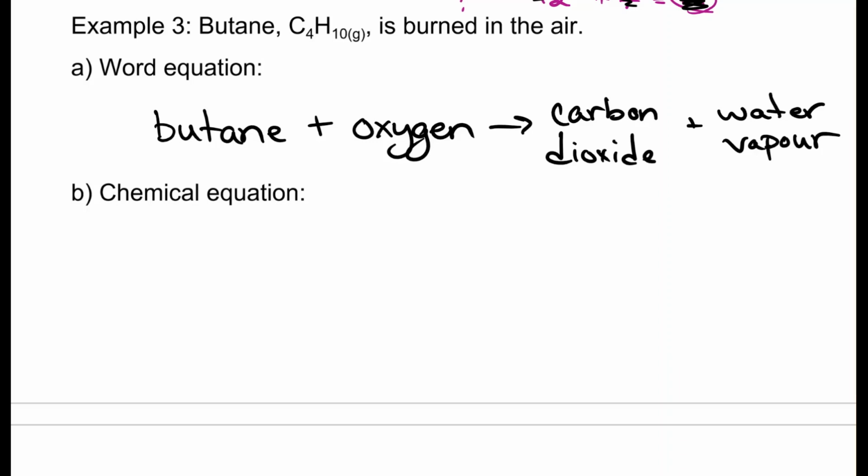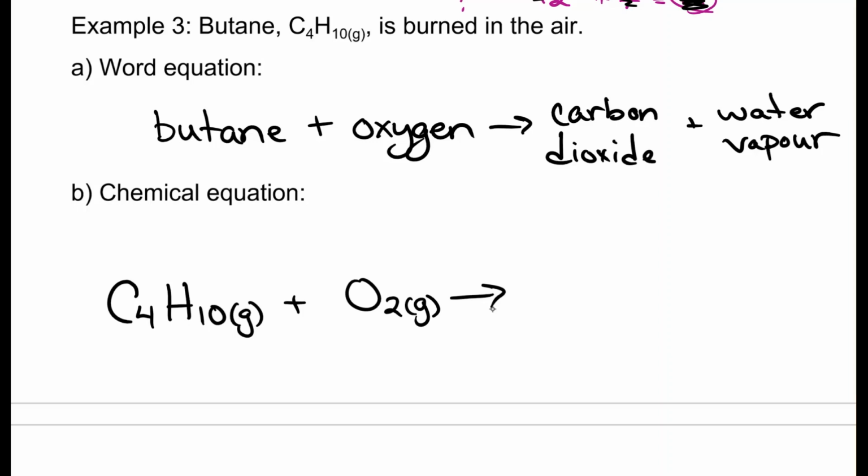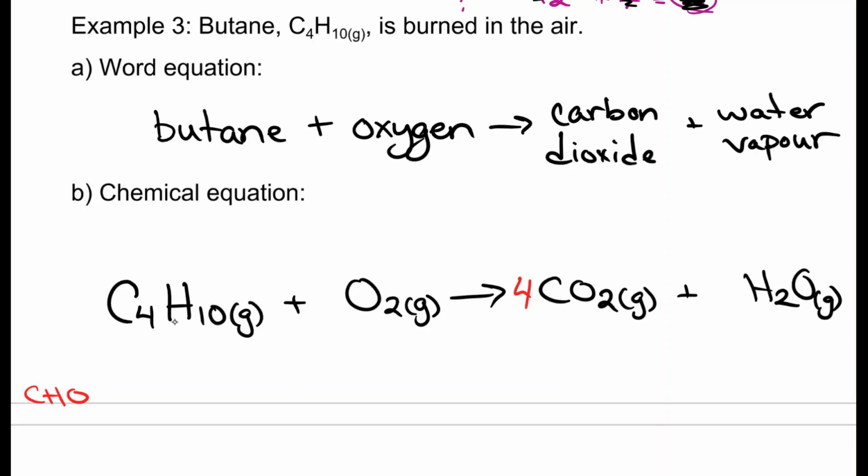So now let's turn these words into formulas for our chemical equation. Butane, C4H10 as a gas, is going to react with oxygen as a gas, and it's going to make carbon dioxide and water vapor. So let's go ahead and balance this. Remember, we always balance C, then H, then O. So 4 carbons, 4 carbons. 10 hydrogens. 5 times 2 is 10 hydrogens.